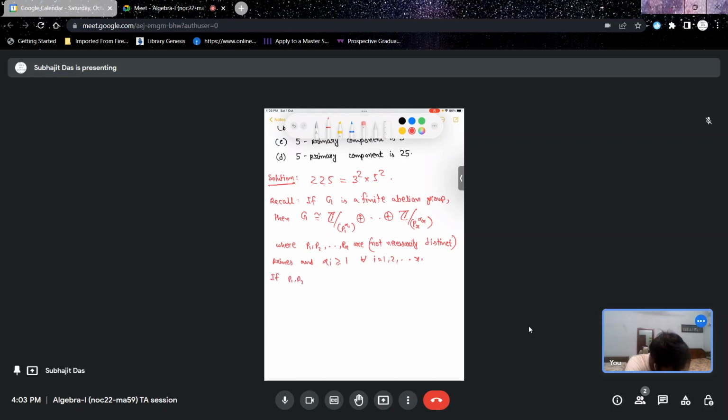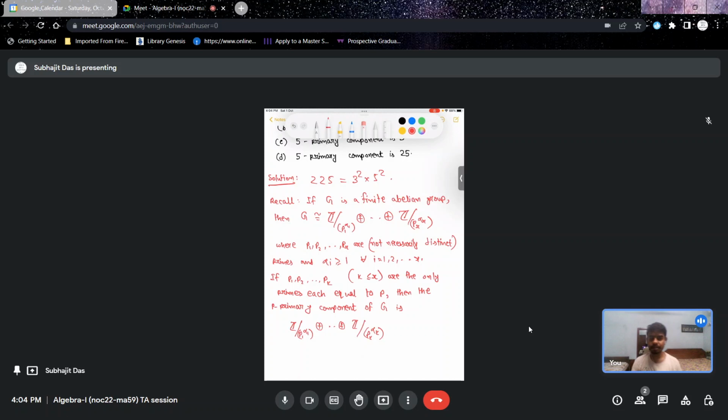So if p1, p2, ..., pk, where k is less than or equal to r, are all equal to p, that is, these are the only primes equal to the prime p, that is, every other prime is different from p, then the p primary component of G is Z mod p1 to the power alpha 1 direct sum ... direct sum Z mod pk to the power alpha k. This is the p primary component of it.